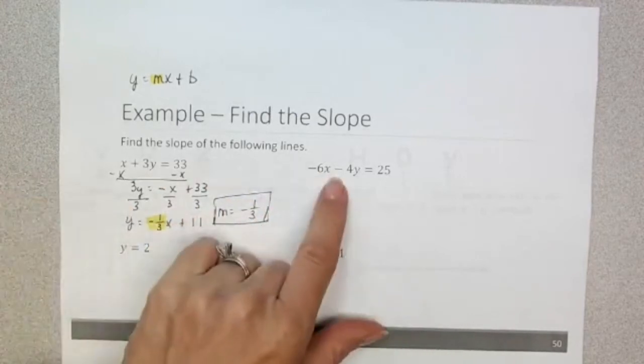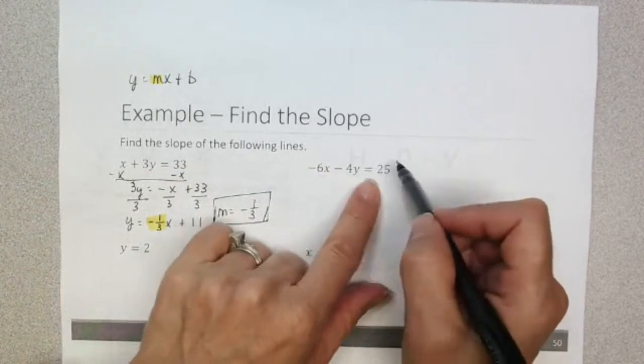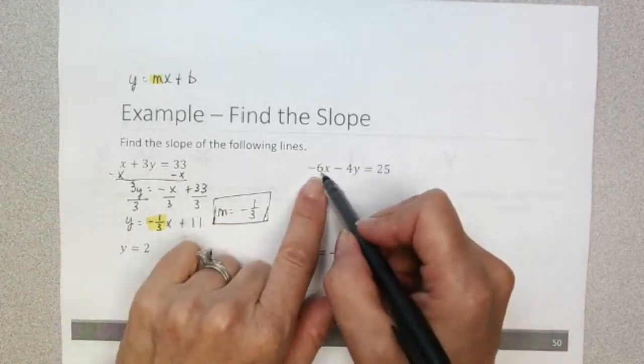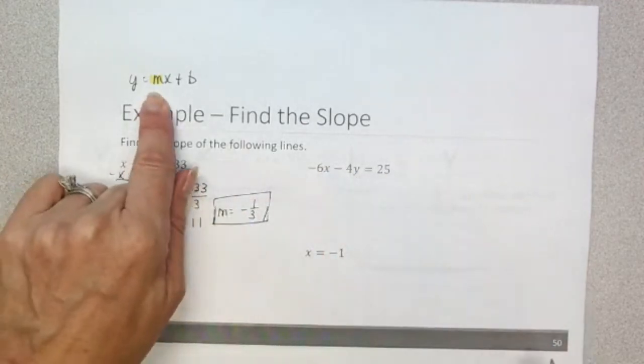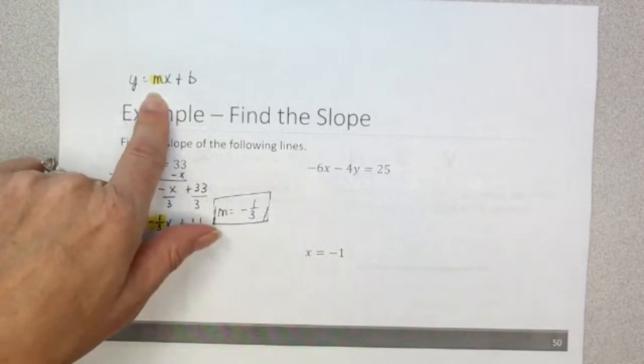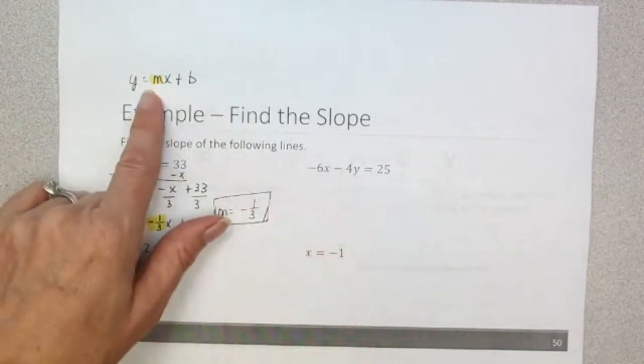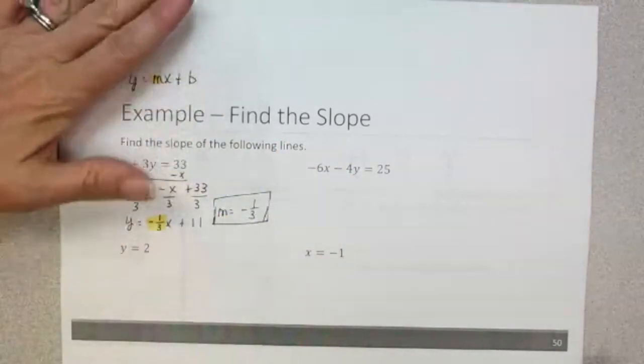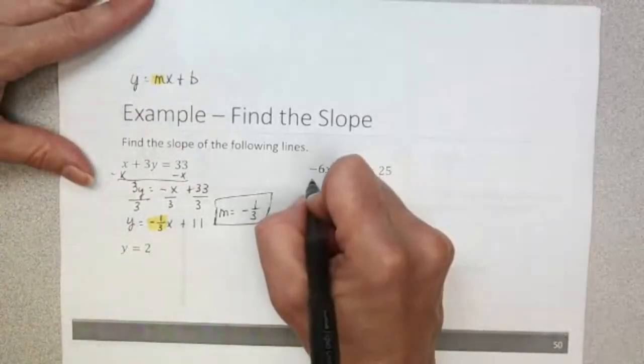All right. Look at this example over here. I might be tempted to say the slope is negative 6, but it is not in slope-intercept form, so I can't do that. But if I solve for y, it'll be in slope-intercept form. Then I can just look at the coefficient of the x. So let's solve for y.